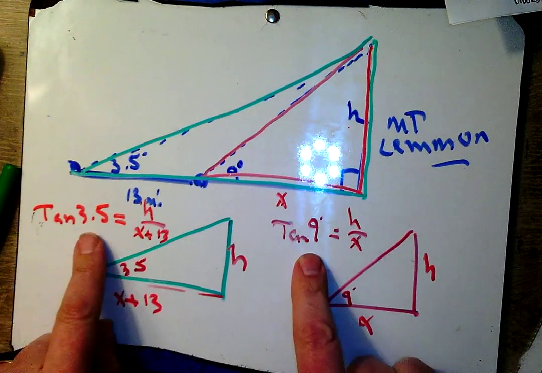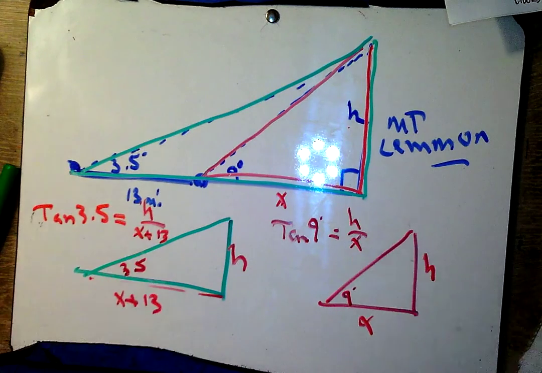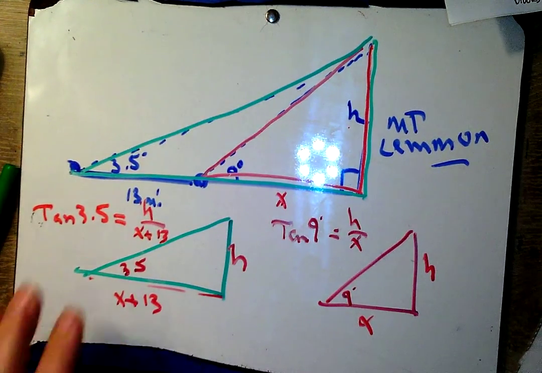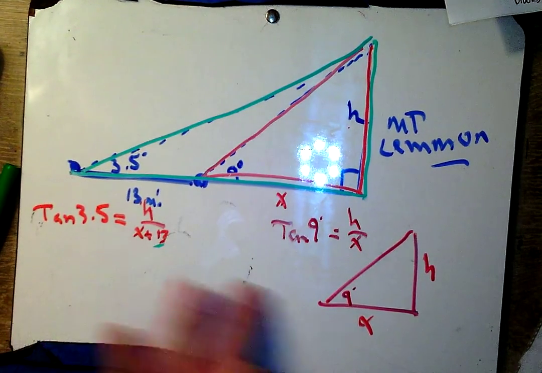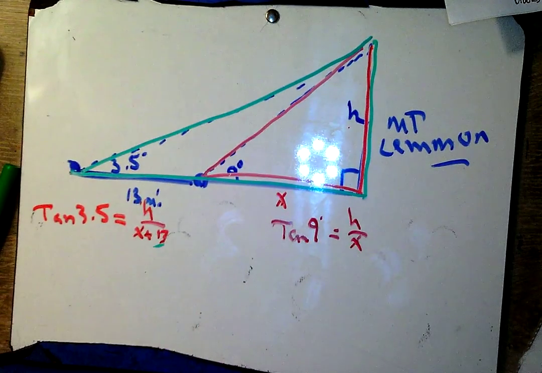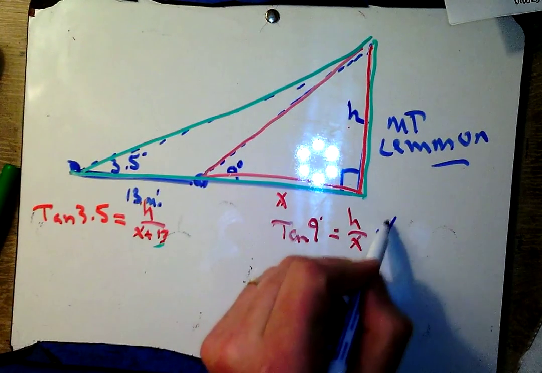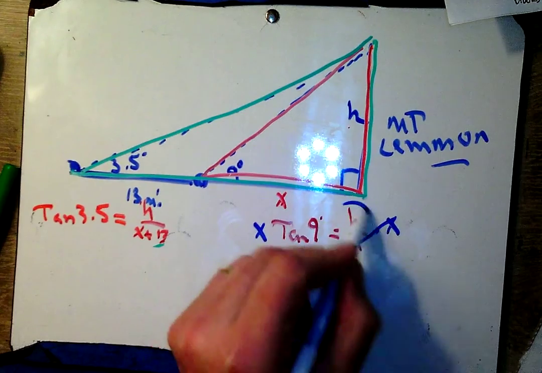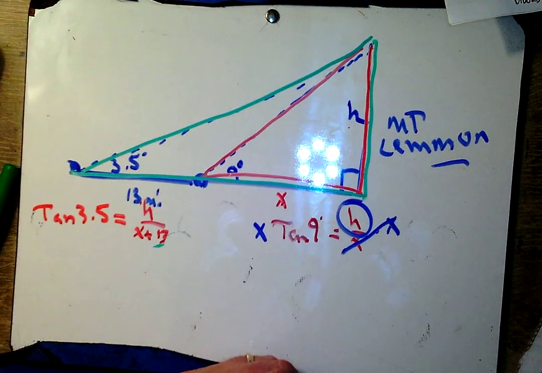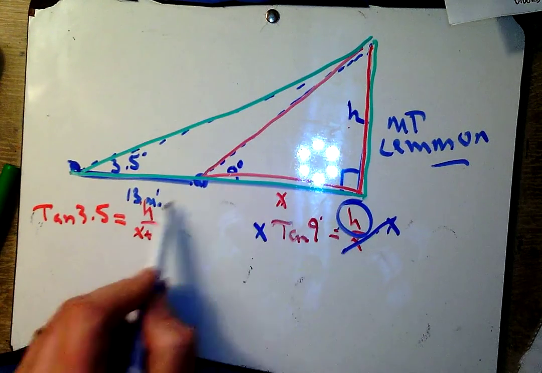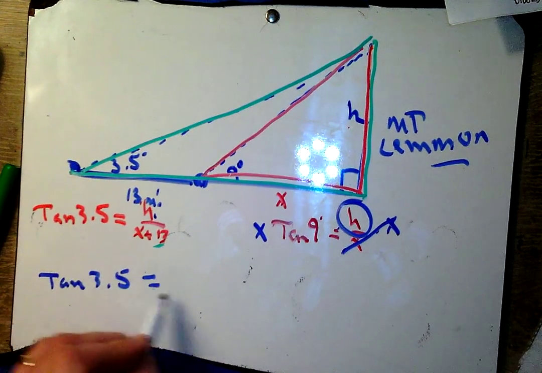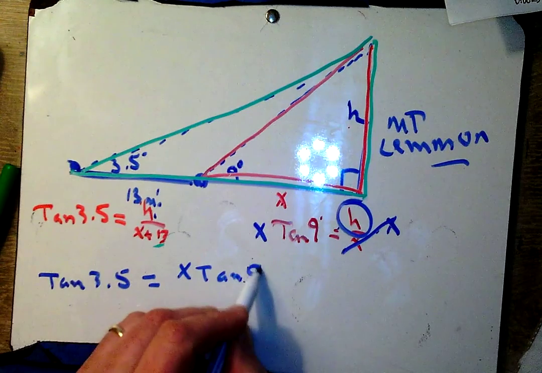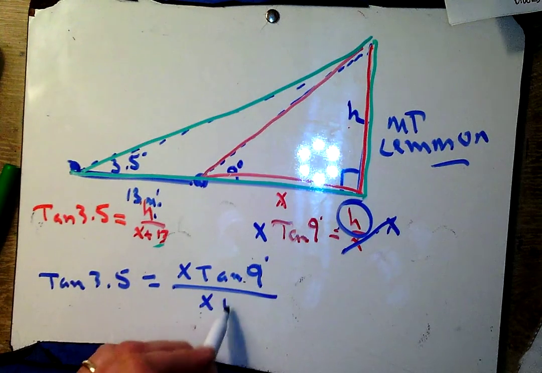Look, we've got two equations with two unknowns. Luckily, last semester in pre-cal, we reviewed how to solve systems. So one of the methods that we had talked about was substitution. If I multiply both sides by x, I know what h is equal to. So I can take that and plug it in there. Tangent 3.5 equals x tan 9 over x plus 13.